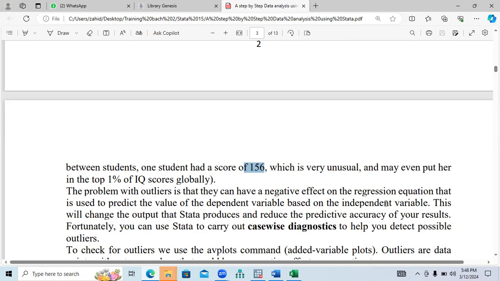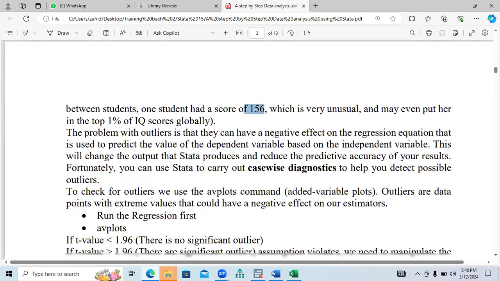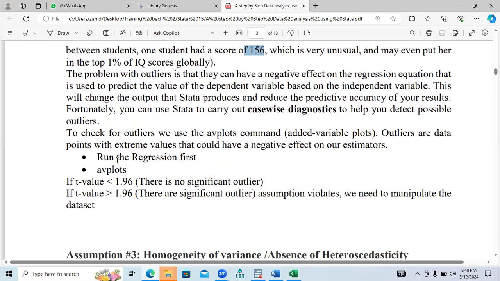So how can we check the outliers? We may have some procedure. We may run the regression and then we may check the AV plots here.